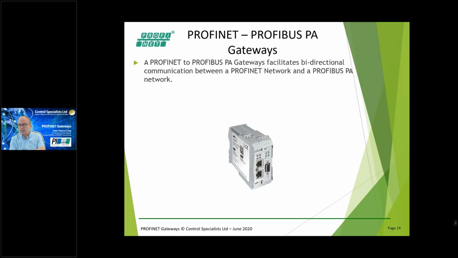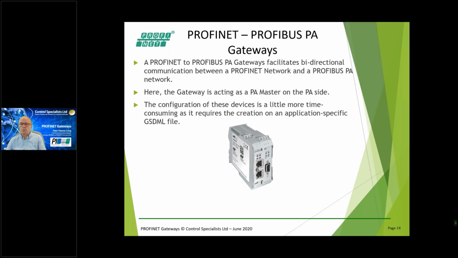P&F make these kind of things, as do other companies. And from what I've seen, it's very, very similar in terms of how you configure it. So basically, at a simple level, it's going to facilitate the communications between PROFINET and Profibus PA. The thing to remember is the gateway is now acting as a PA master on the PA side. So it's slightly different to the examples I've shown you before. And it's a little bit more time consuming because the reality is your situation in terms of the PA devices that you're going to communicate with will be different on every site that you go to. It will be application specific.